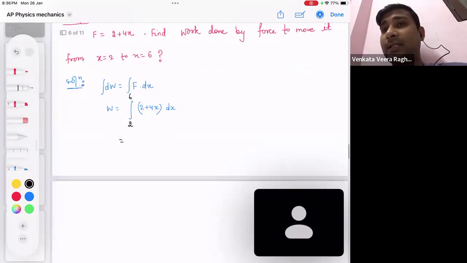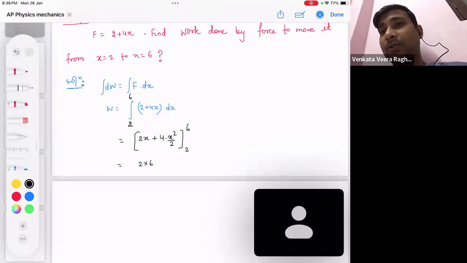Integrate it. 2 dx integration, 2x will come. 4x dx integration, x square by 2 will come. Limit will be from 2 to 6. Let's keep the upper limit: 2 into 6 plus 4 and 2, the 2 into 6 squared. This is the upper limit minus lower limit: 2 into 2 plus 2 into 2 square, right?